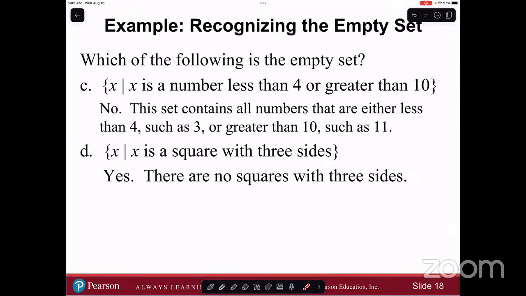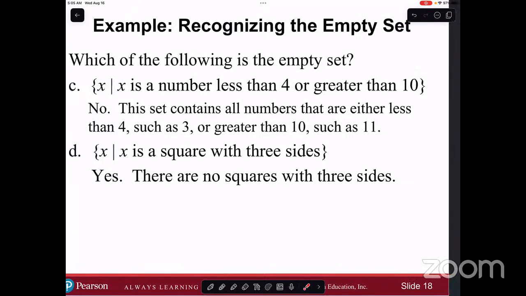So for part C, again, it's no. This set contains all numbers that are either less than 4, such as 3, or greater than 10, such as 11, right? So it's an infinite set of numbers. The set X is the set of all X such that X is a square with 3 sides. Yes, there are no squares with 3 sides, so that's an empty set.